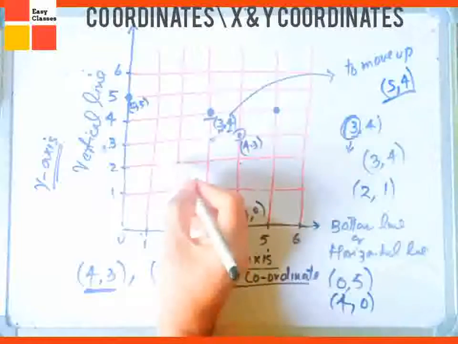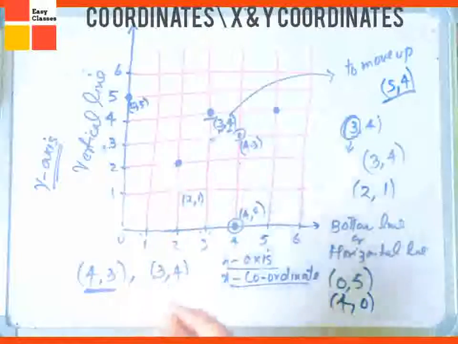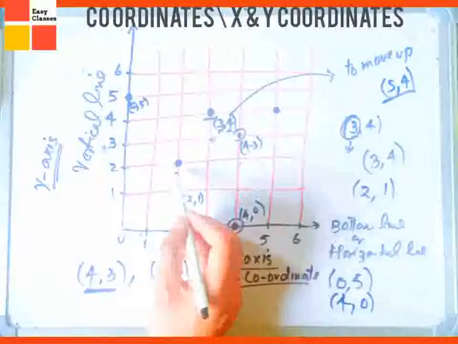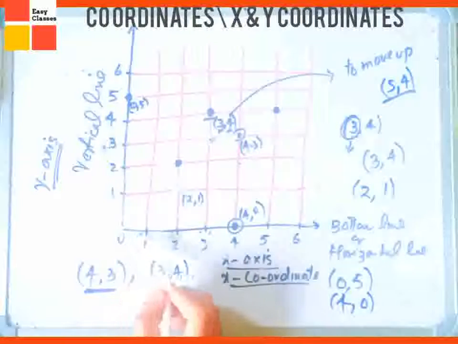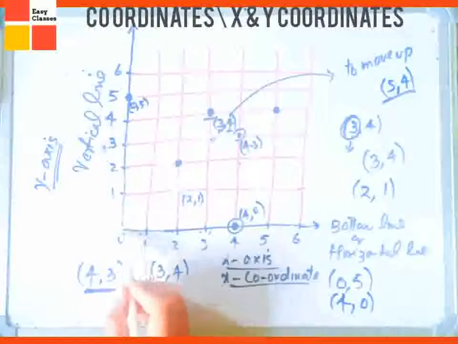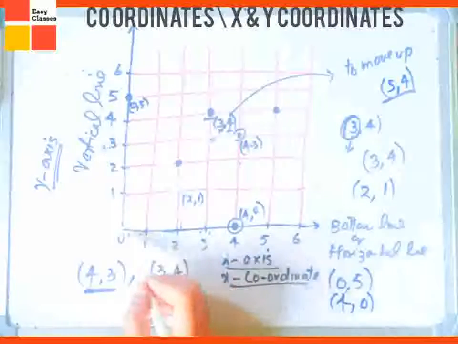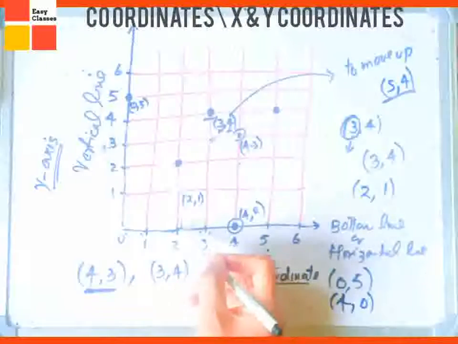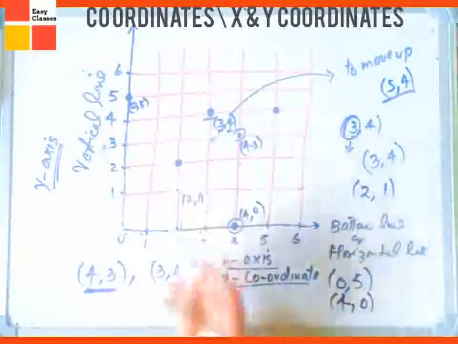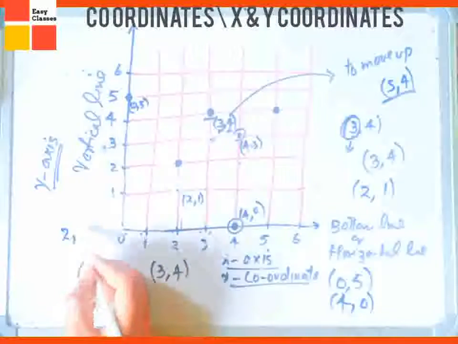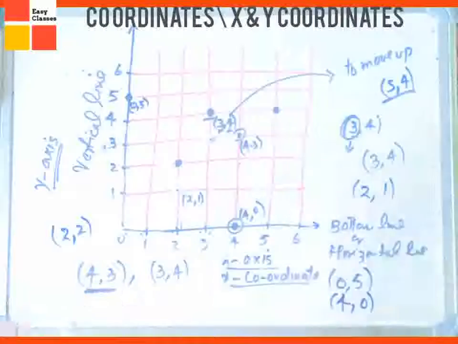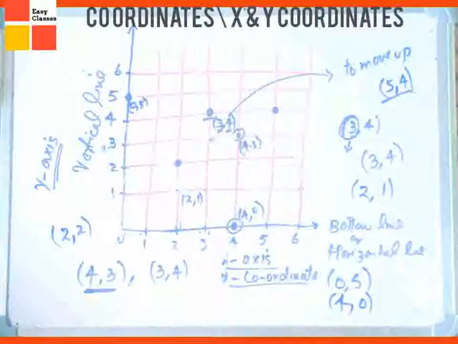For example, there is another point here. You have to find its coordinates. So first, its x coordinate: this is 0, 1, 2. And its y coordinate: this is 0, 1 and 2. So the x coordinate is 2 and the y coordinate is 2. So this is its position, right?